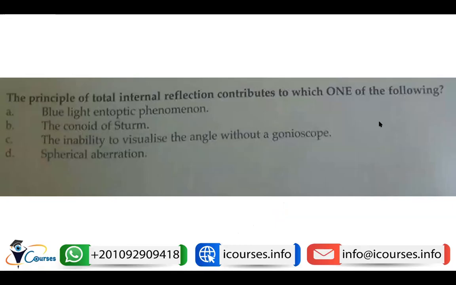Again, a question about total internal reflection. So as you can see, again, this is one of the preferred topics in the exam.